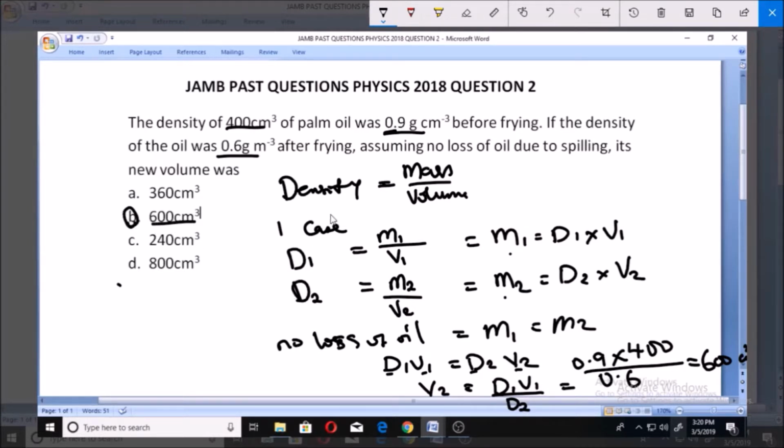So notice we started from the formula for density. We made M the subject of the formula because they say there is no loss in mass. That means the two masses have to be equal. So we equated them, and the equation of this and this simply means that this is equal to this. So we equated them here and made V2, which we're looking for, the subject. Then we get 600. That is how you go about solving equations such as this. Thank you.